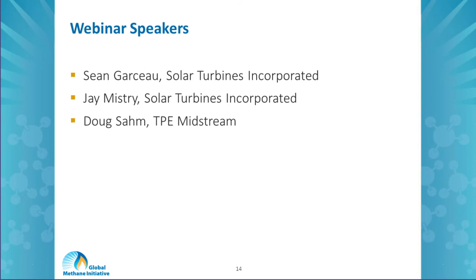So let's start with Sean. Sean's, again, with Solar Turbines. He spent 14 years in the oil and gas industry with Solar Turbines. He's currently focused on methane emissions from compressors. In addition, Sean is Solar Turbines' lead on turbomachinery package fuel systems. Prior to his current roles, Sean was Solar Turbines' subject matter expert on compressor systems with a focus on dry seals, wet seals, and process control. Sean graduated from Missouri University with a Bachelor of Science degree in Mechanical Engineering and the University of Louisville with a Master of Science in Engineering Management.